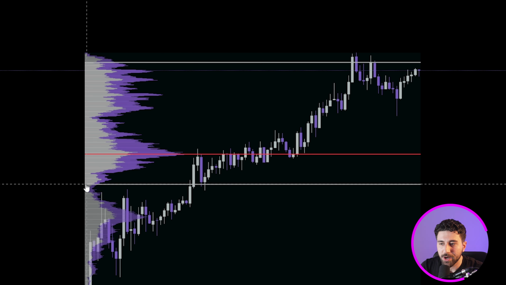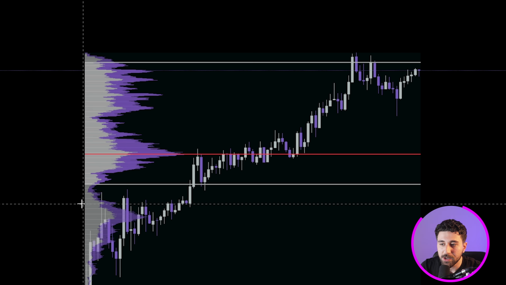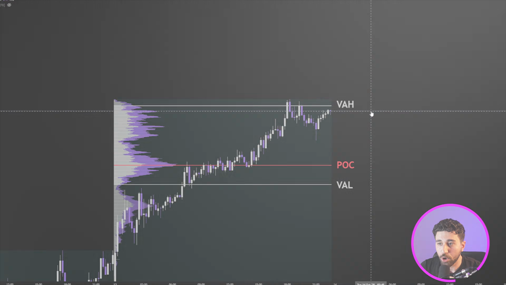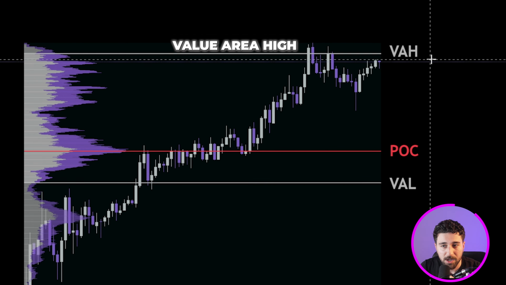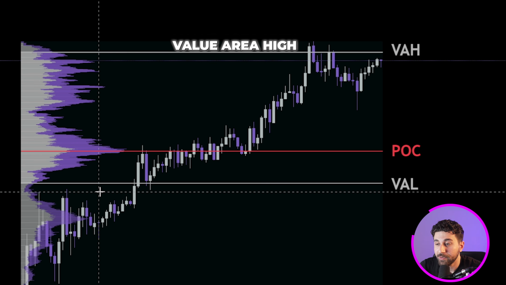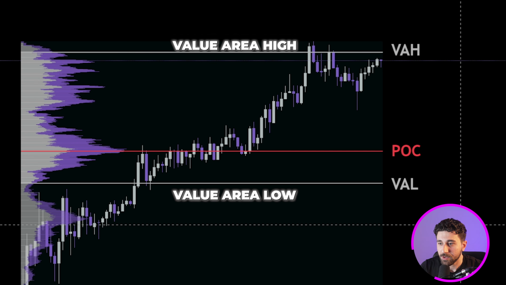And the value area represents the range of price levels where 70% of all the volume was traded during the time period. The top of the value area is called the value area high. The low is called the value area low. And these price levels will be very significant in our volume analysis.